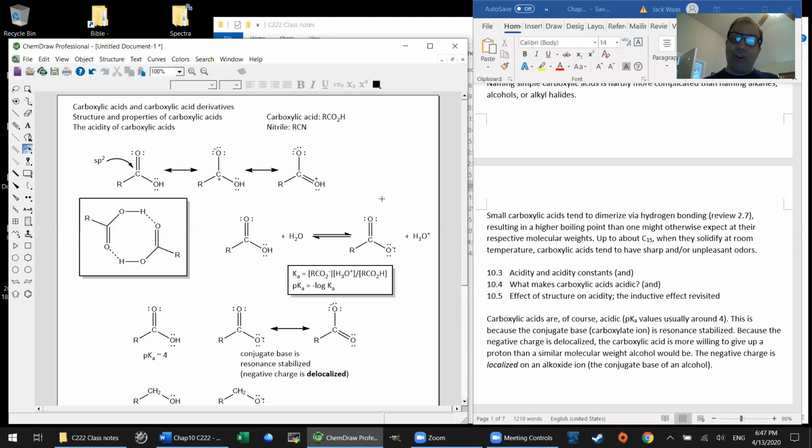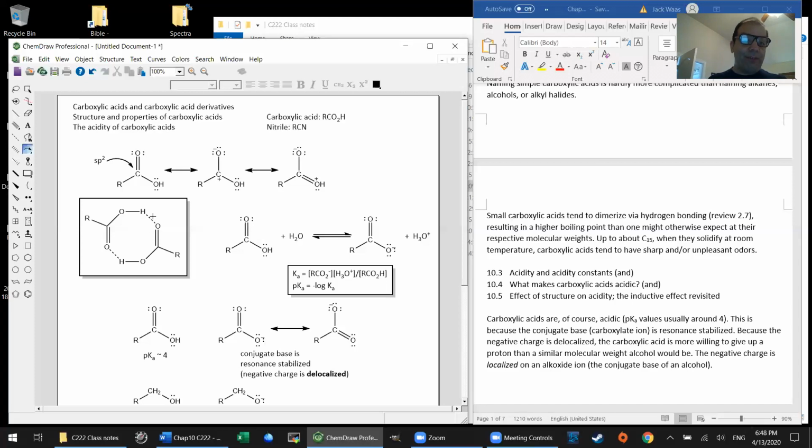Carboxylic acids also are quite polar due to the presence of this very, very polar carboxylic acid functional group. And in fact, smaller carboxylic acids, 1, 2, 3, 4, 5 carbons maybe, tend to dimerize at room temperature. And that's done by hydrogen bonding. So if you need to review hydrogen bonding in Chapter 2, please do so. What this means is that we get much higher boiling points for carboxylic acids than we would otherwise expect based on their molecular weight. And so, like I said, small to medium carboxylic acids will naturally do this.